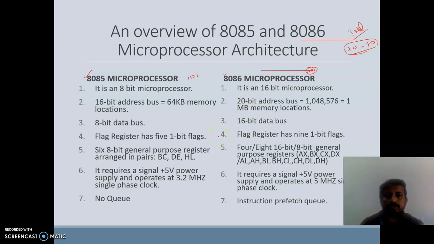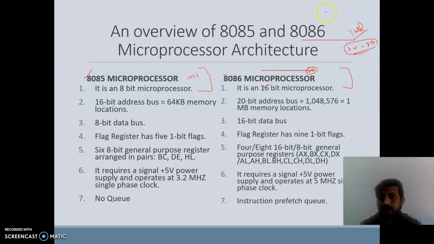Out of these two microprocessors, the major difference is the size of the microprocessor. The most important parameter we need to discuss is that a microprocessor is defined by its bit size, like a 16-bit microprocessor, 8-bit microprocessor, 32-bit microprocessor, or 4-bit microprocessor. So 8085 is an 8-bit microprocessor, and 8086 is a 16-bit microprocessor. What does a 16-bit or 8-bit microprocessor actually mean?